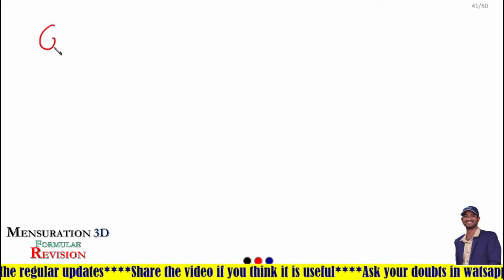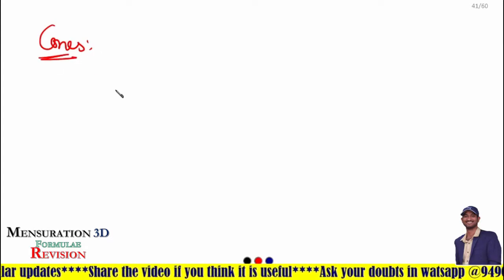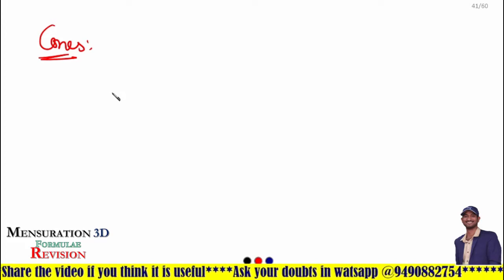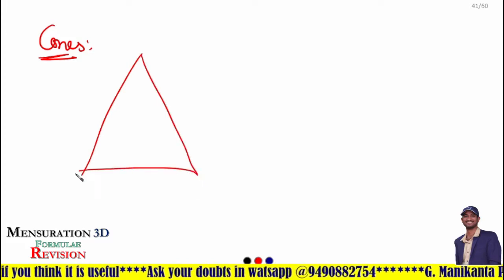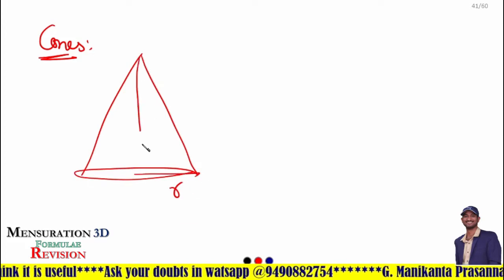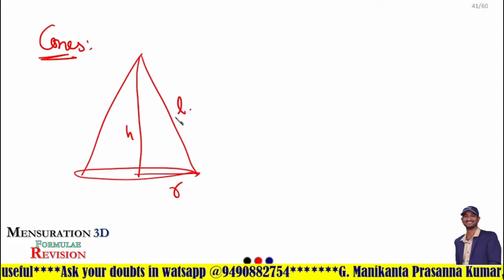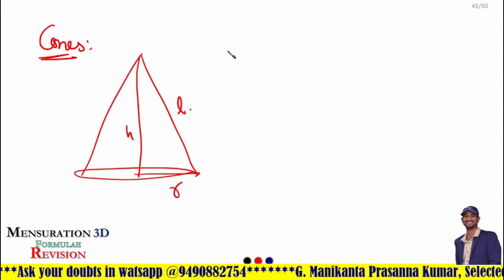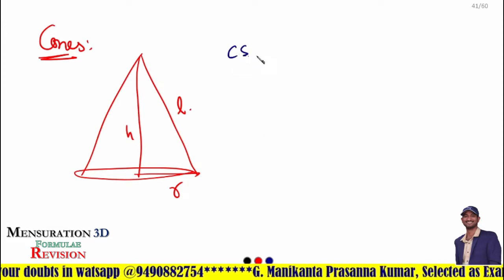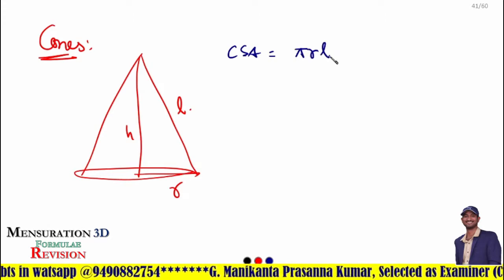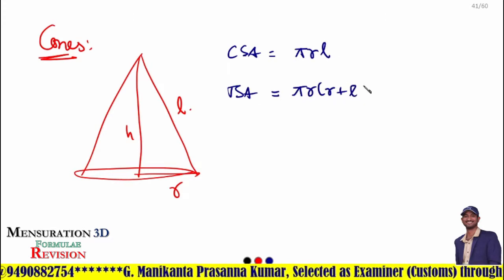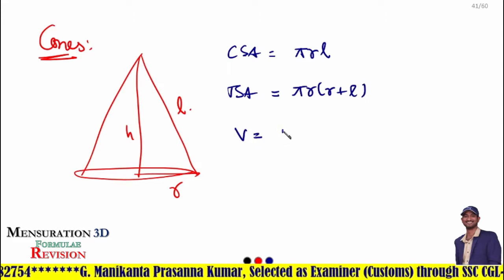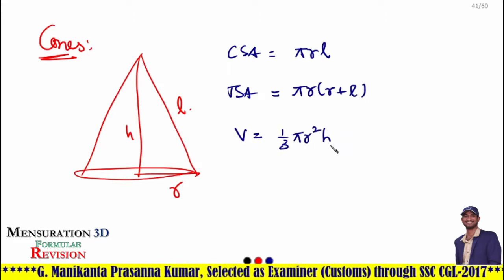Next, cones. Cone is nothing but a pyramid whose base is a circle. If the base polygon of the pyramid is a circle, then it is called a cone. Suppose it is a cone of radius r, height h and slant height L. Then curved surface area of the cone equal to pi r L. Total surface area equal to pi r into r plus L. Volume is equal to 1/3 pi r square h.